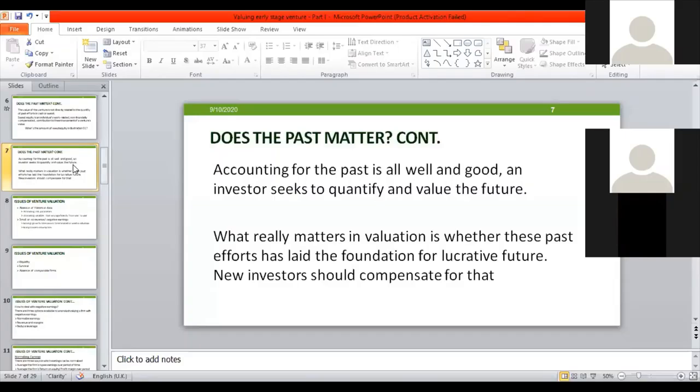So investors are ready to pay for the future. So therefore, in venture valuation, we attempt to quantify the future of the business. But the future of the business is built upon the past efforts. So indirectly, past efforts would affect the value of the business, but not directly.